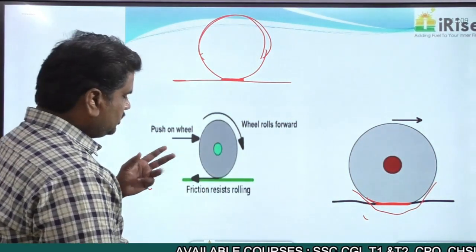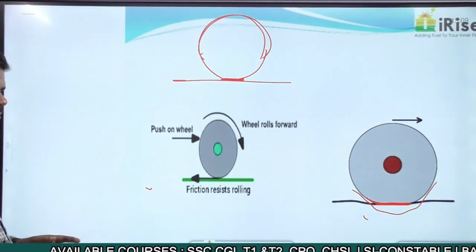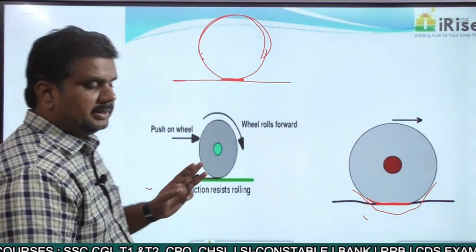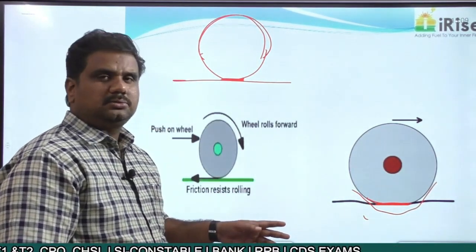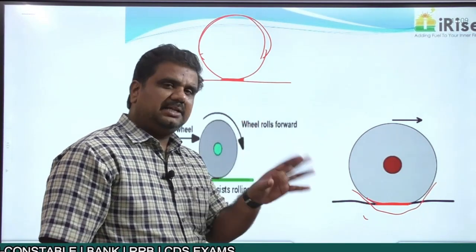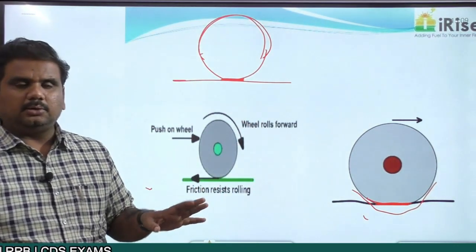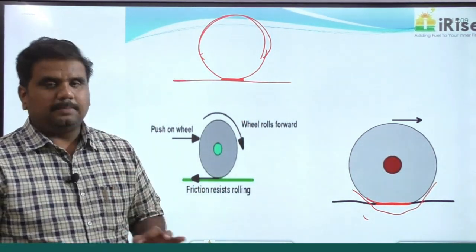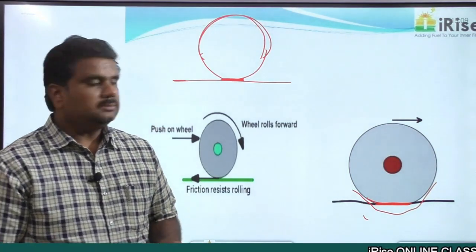Right? So friction is of three different types. One is static friction, the other is kinetic friction, and the other is rolling friction. Of all three, static friction has the maximum value and rolling friction has the minimum value. Right? That's it.